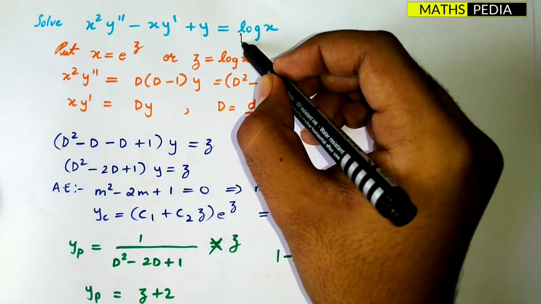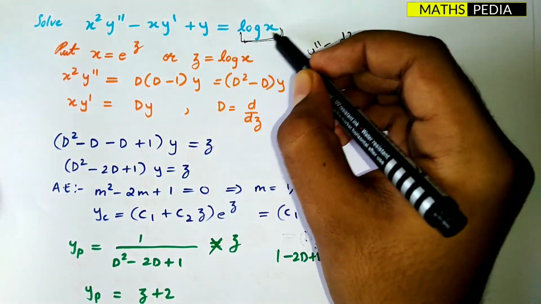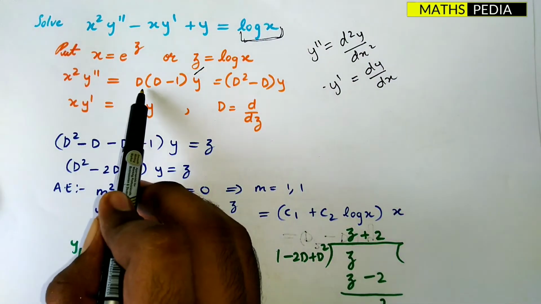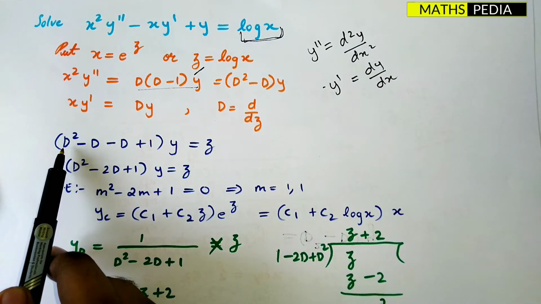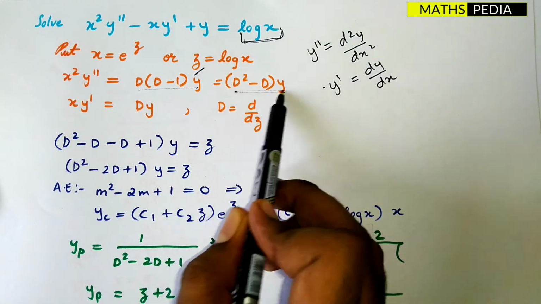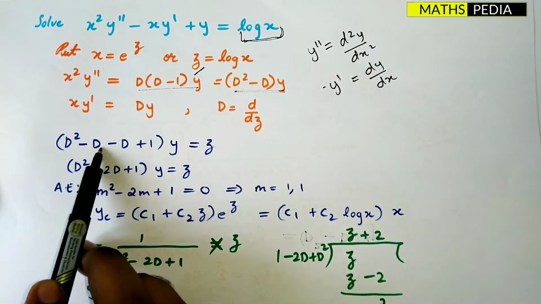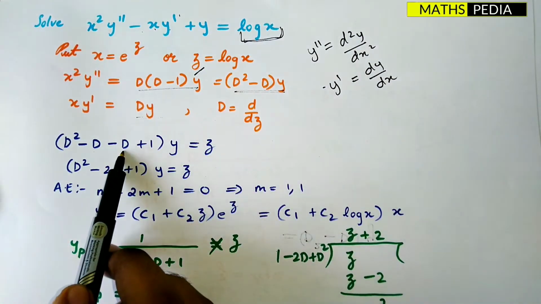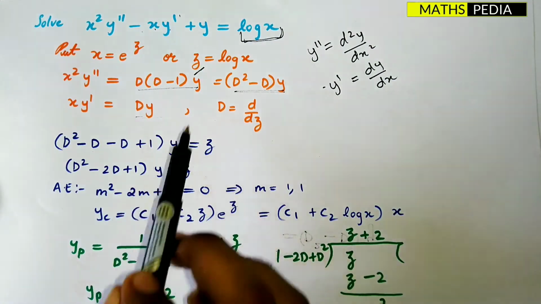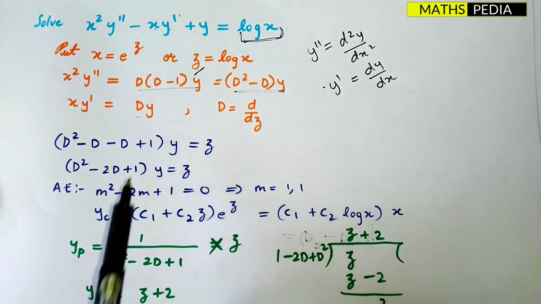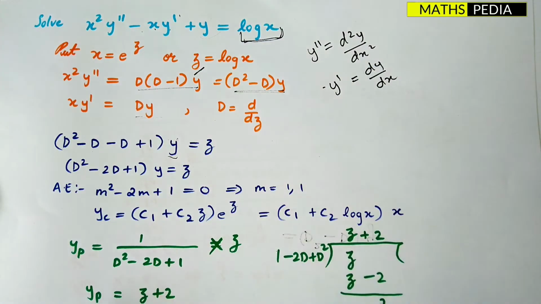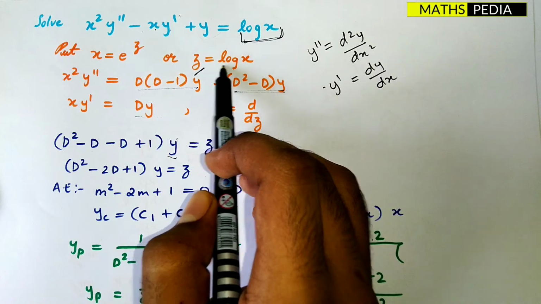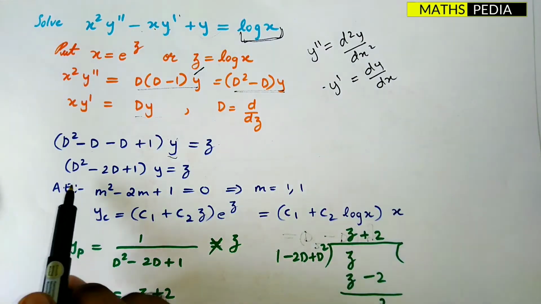You can see over here we have log x. That means you have to replace log x with what? z. Now next, x square y double dash I have to replace with this. So I have replaced d square minus d, then minus x y dash, d. Where is y? y we have taken outside. Then y, what is y? We have to take 1 because we are taking common. y equal to z. Why is z? Because you are replacing log x with z. That's it. Now we have to solve this.